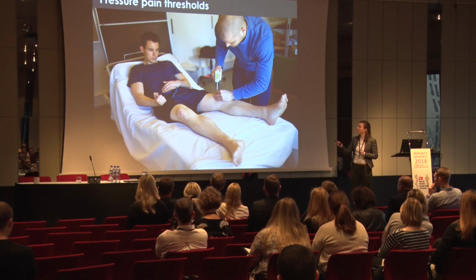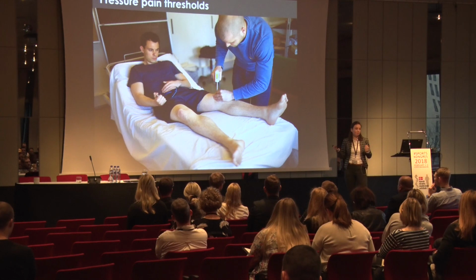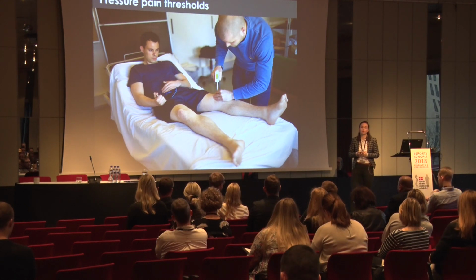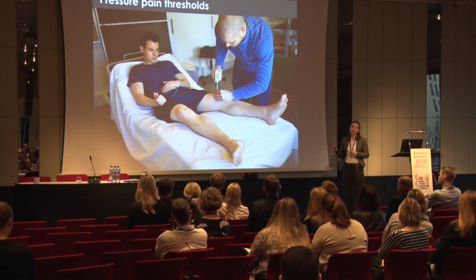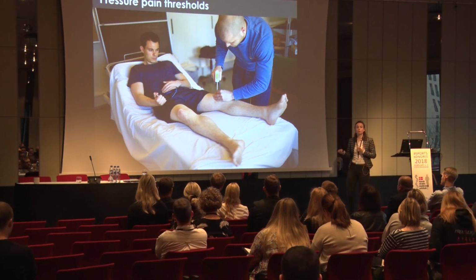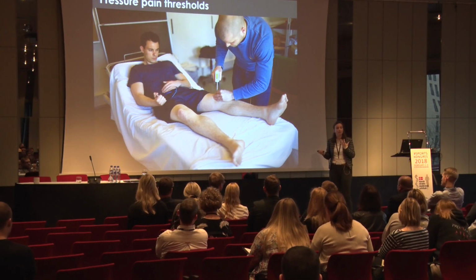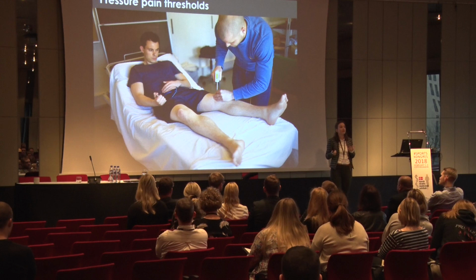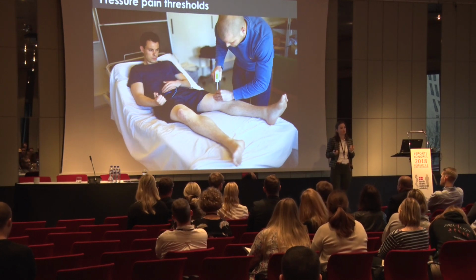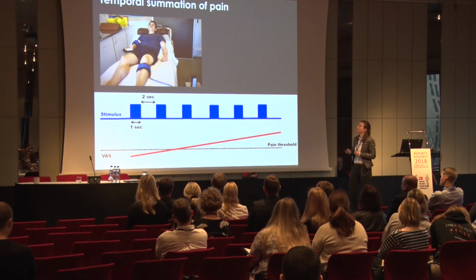And we did this locally at the knee, and I guess it's maybe sensible, that's where they have their pain. But we also do it at a remote site on the arm, which would be more reflective of whether there was widespread changes in pain sensitivity, which gives us an indication of some central pain mechanisms.